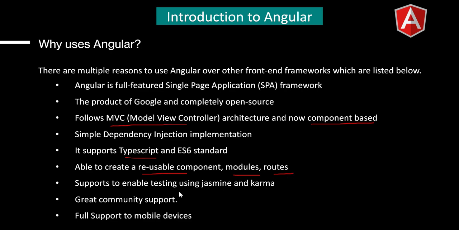It also enables testing using Jasmine and Karma. Testing means unit testing. It has great community support and full support for mobile devices. For mobile devices, if you want to create a mobile application, we can go for Ionic, which has full Angular support. And if you want to create desktop applications, then we can go for Electron, so that we can create them with Angular code. Also, another most important feature is built-in support for reactive programming.